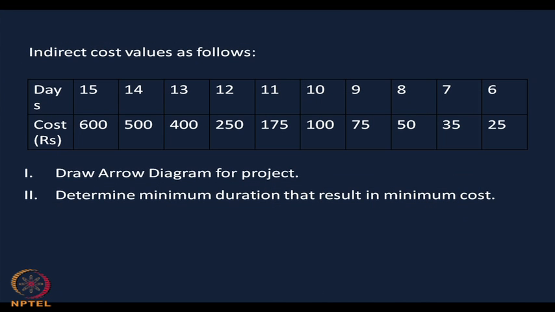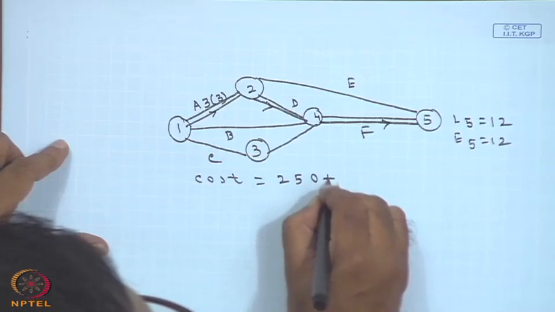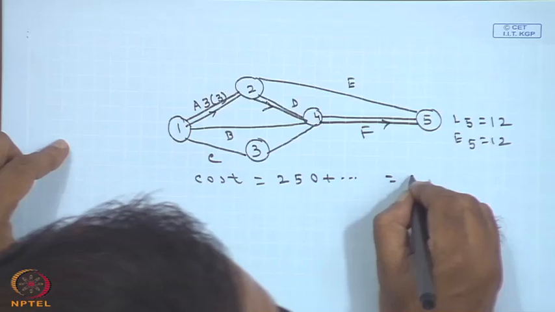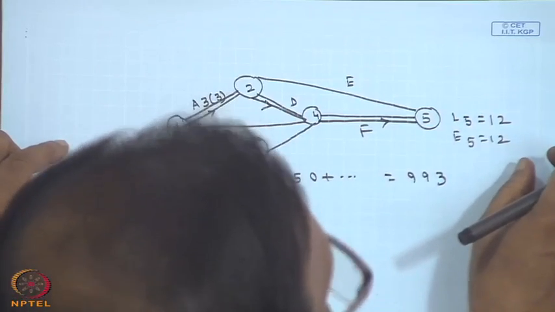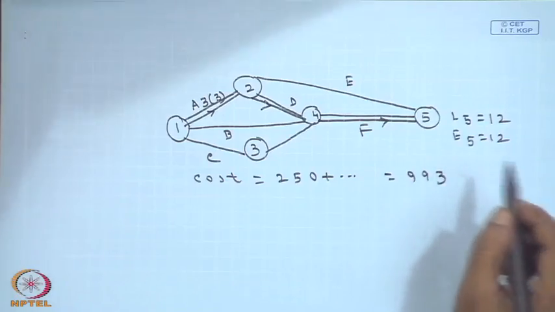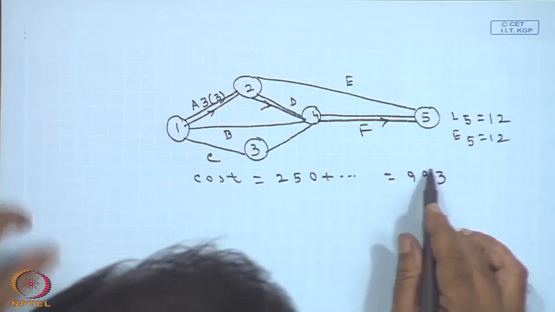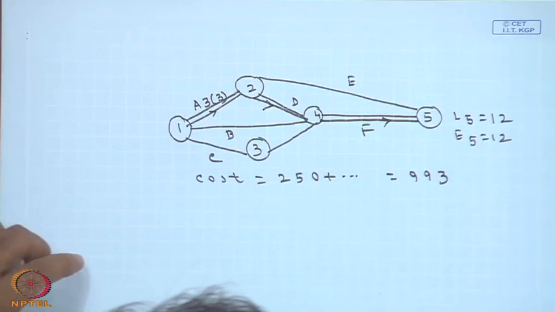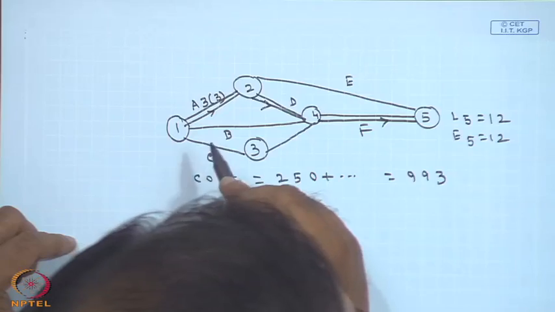Indirect cost plus normal cost, your indirect cost for 12 weekdays is 250. So, basically now it will be 250 plus other terms will come over here. If you calculate it, then it will become 993. So, you have reduced the cost from the earlier one, it was 1113, from there you have further reduced this one.